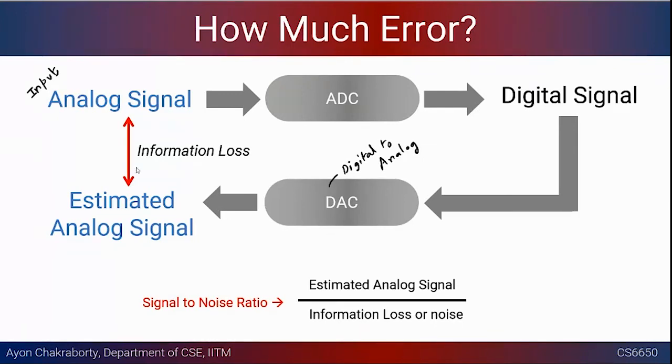And one way to characterize it is to look at the signal to noise ratio here. So the estimated analog signal divided by the information loss, or noise. This is one way to characterize how much information I am losing, or what the performance of my ADC is in terms of the introduction of noise. Right? If we introduce too much noise, that is not desired. We want to keep the SNR as high as possible, or the noise as low as possible.